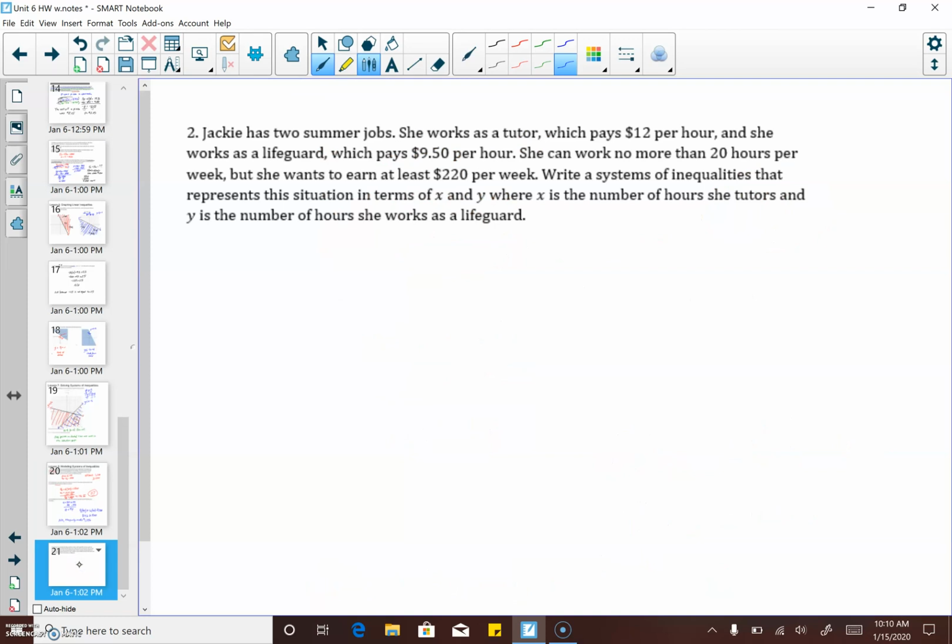In the second one, Jackie has 2 summer jobs. She works as a tutor, which pays her $12 per hour, and she works as a lifeguard, which pays her $9.50 per hour. She can work no more than 20 hours per week, but she wants to earn, and there's that word at least, $220 per week. Write a system of inequalities that can be used to represent this in terms of x and y, where x is the number of hours tutoring, and y is the number of hours as a lifeguard.